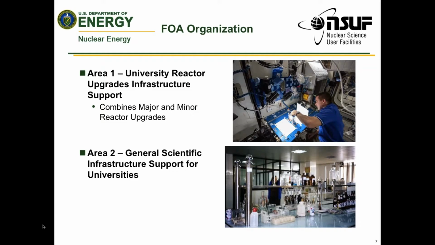The FOA is organized in two areas. Area 1 is university reactor upgrades, infrastructure support. This will combine major and minor reactor upgrades. Area 2 will be general scientific infrastructure support for universities.